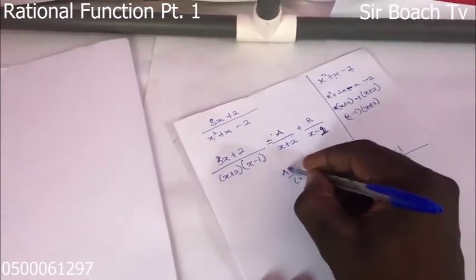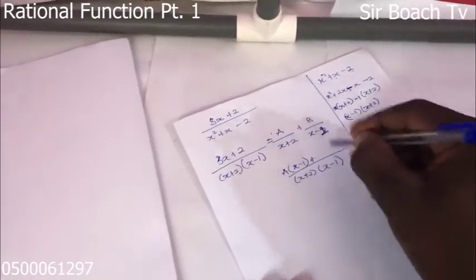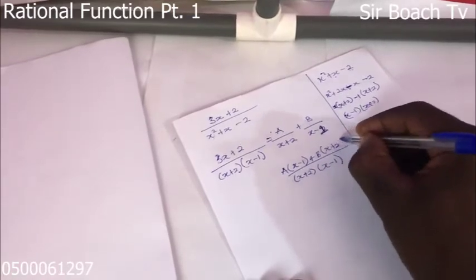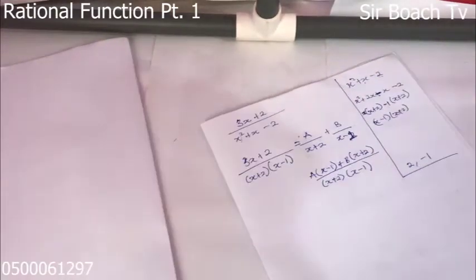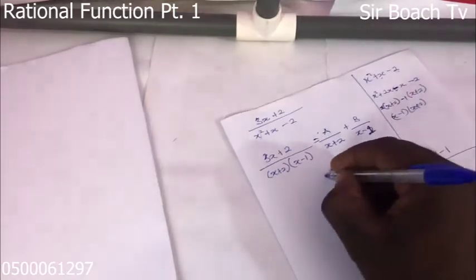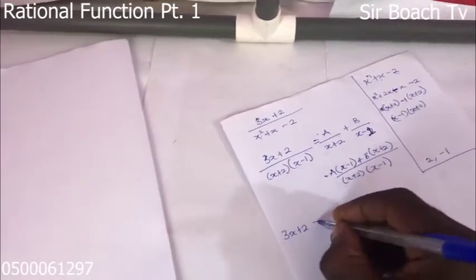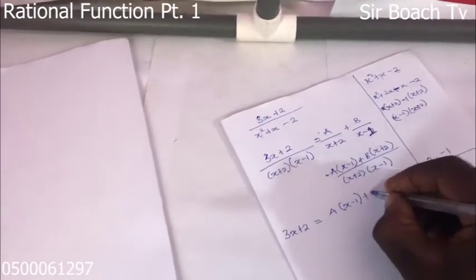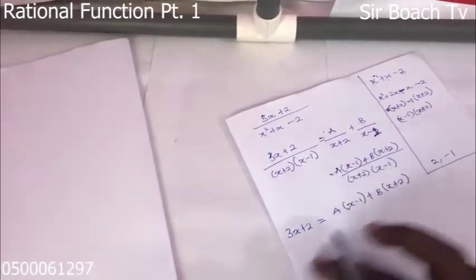So this goes here this time. We are going to get A bracket x minus 1 bracket close, plus B goes here, this bracket x plus 2. Now what do we do? We pick the numerator, then equate it to the new numerator that we have. So we are going to get 3x plus 2 being equal to A bracket x minus 1 bracket close plus B bracket open x plus 2. So now we have this.